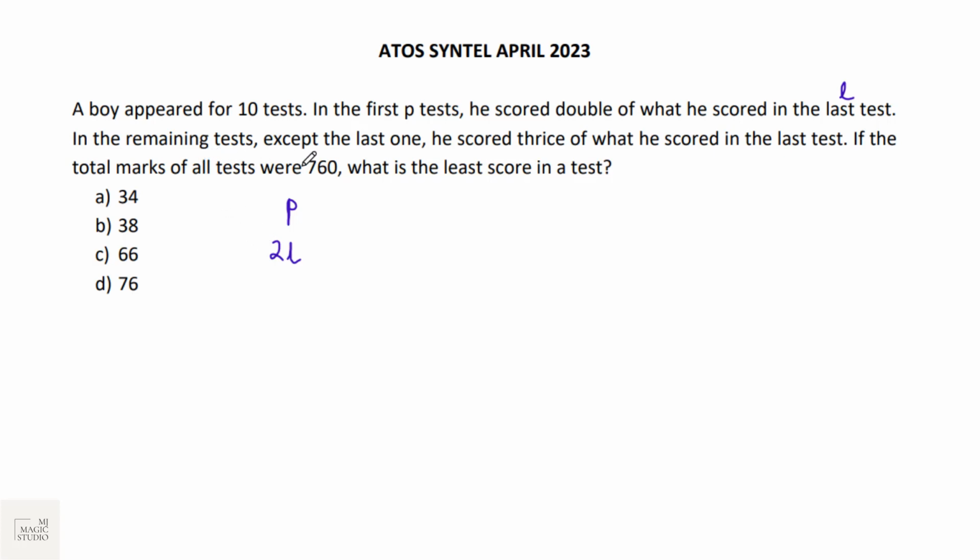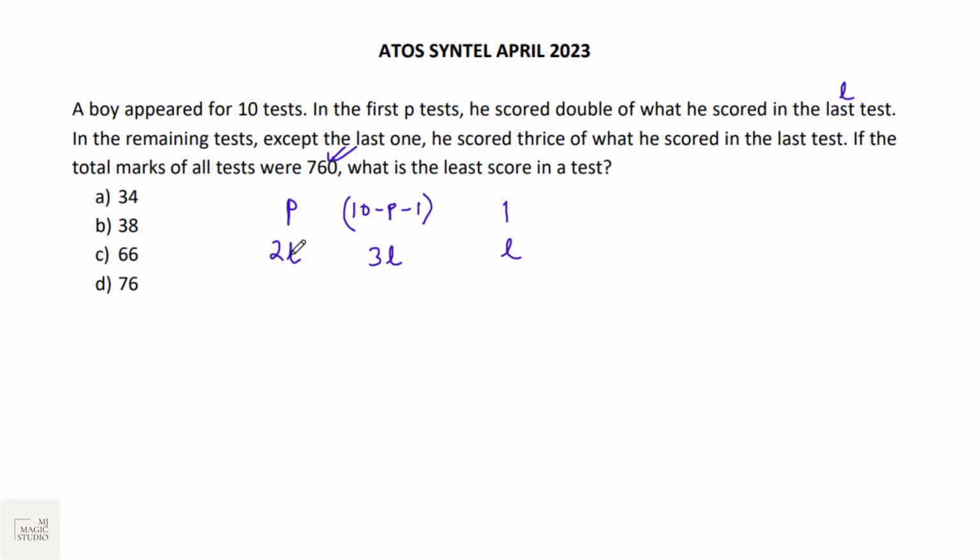In the remaining test, except the last one, so remaining would be 10 minus P minus 1, that is 9 minus P test. He scored thrice of what he scored in the last test. And in the last test, he scored L. If the total marks of all the tests are 760, what is the least score in the test? Least score is L. Because in these P tests, he has scored 2L, in the remaining 3L. So the value of L is what we are looking out for.